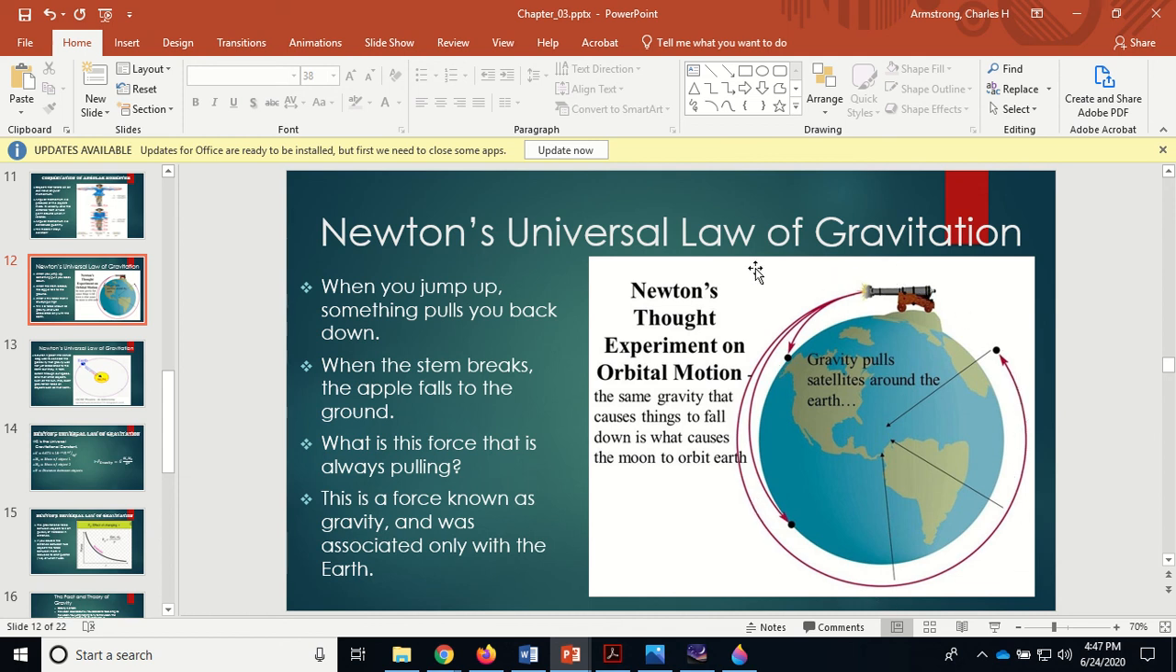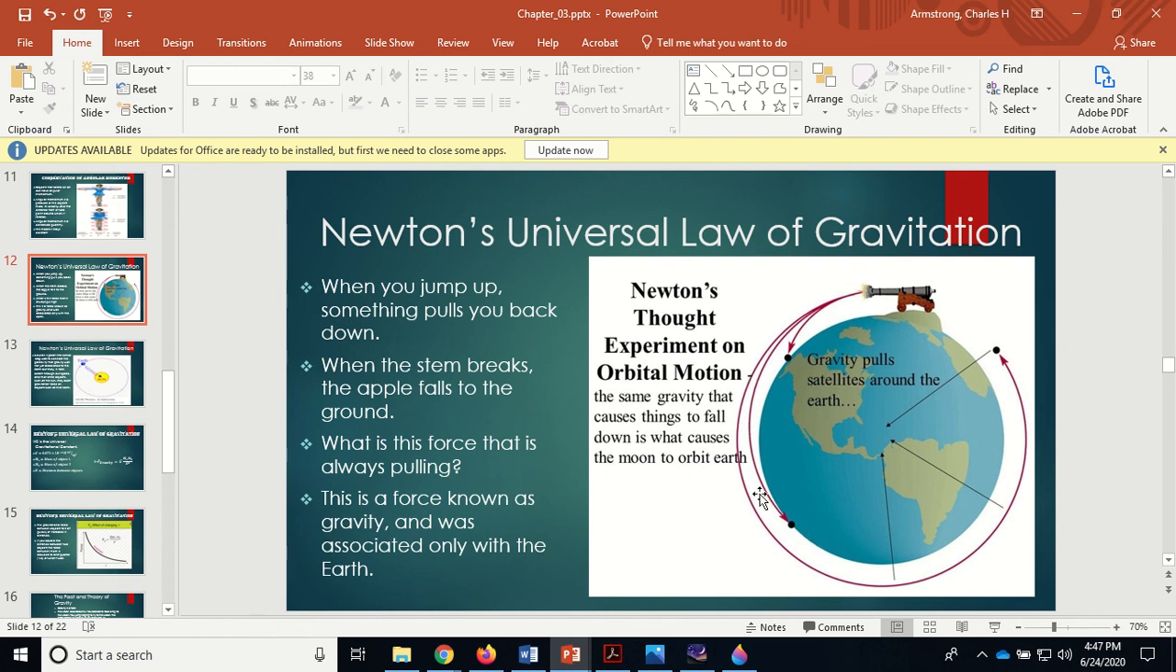We've got to get above the atmosphere for that to happen, otherwise atmospheric friction will slow it down and it'll fall to the Earth. But if you could shoot it above the atmosphere with not enough velocity, it falls to the Earth. A little bit more initial velocity, and it still falls to the Earth.